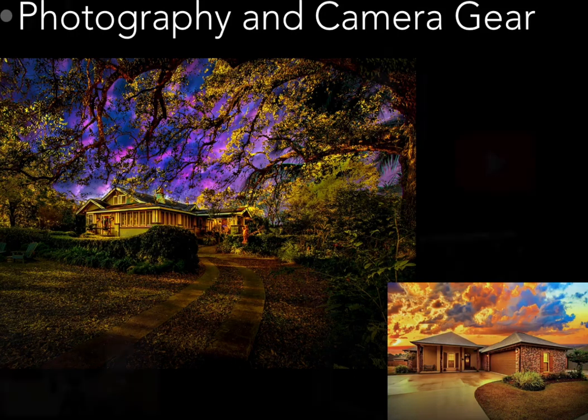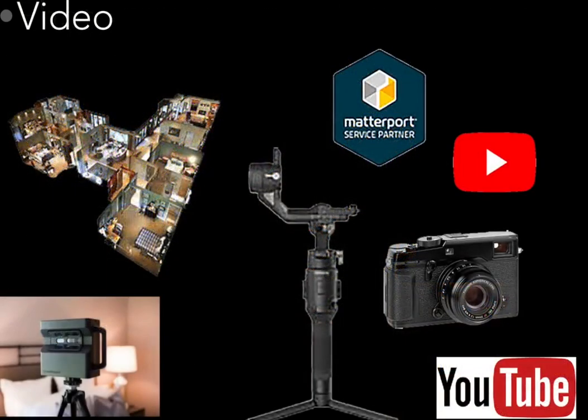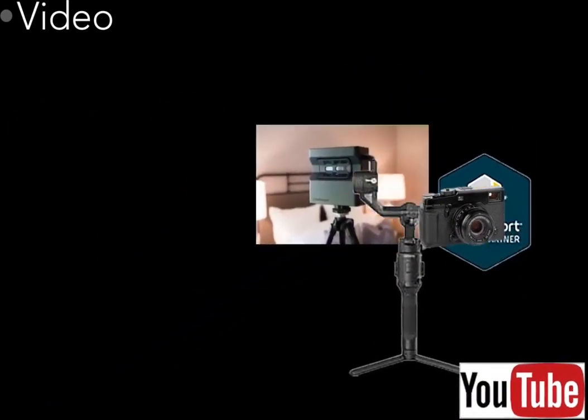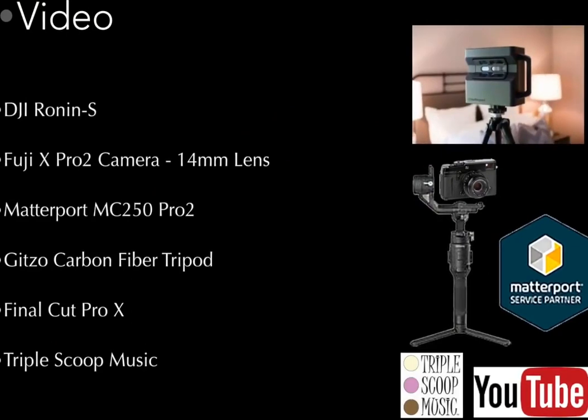Okay, so now let's talk about video for a little while. There's all sorts of segments and different opinions when it comes to video. I do not consider myself a videographer. However, I do offer some video add-ons. And so let's talk about some of the equipment that I use. I use the DJI Ronin S, which is that cool stabilizing stand that you can put a camera on. I put the Fuji X Pro 2 camera with the 14mm lens on it, and this is what I shoot video with.